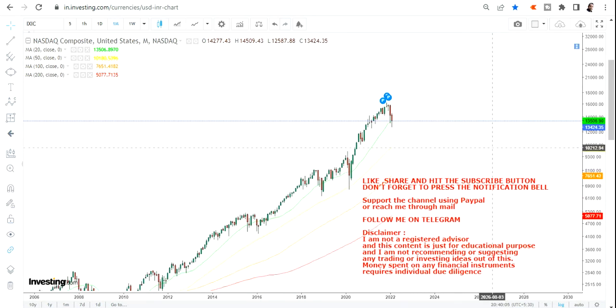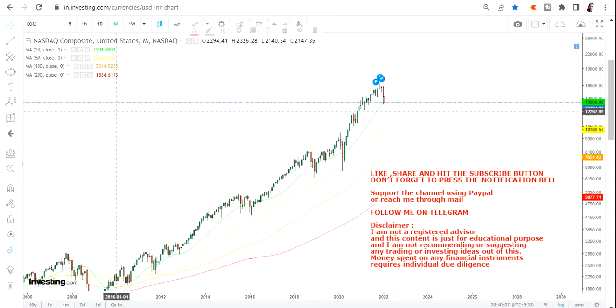The 20-day moving average we have here is 13,506. This is the green line, and right now NASDAQ is trading at 13,420, which means technically it is trading below the 20-day moving average if you are looking at the monthly chart. So what does that mean? Let us discuss the trend.